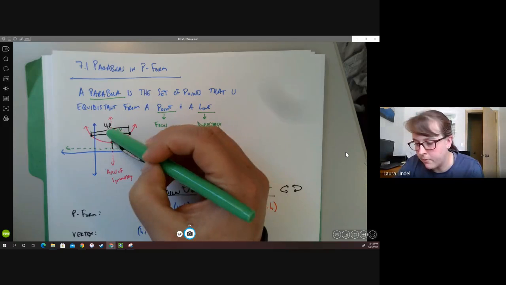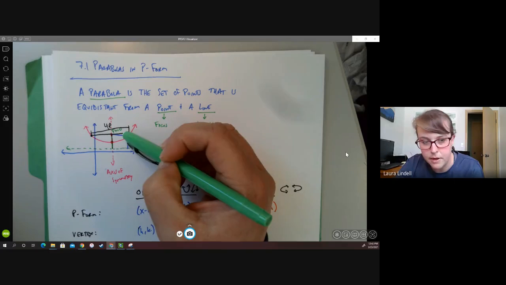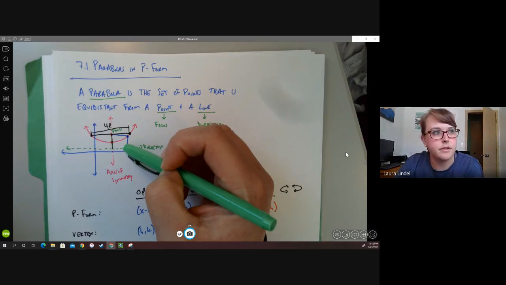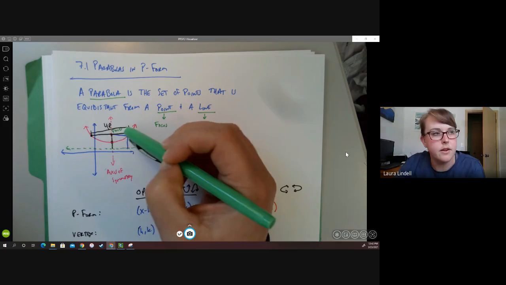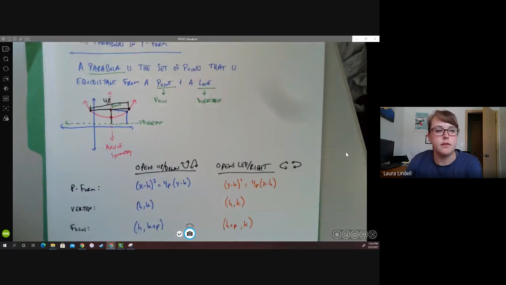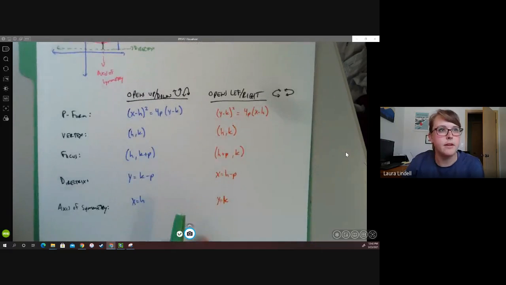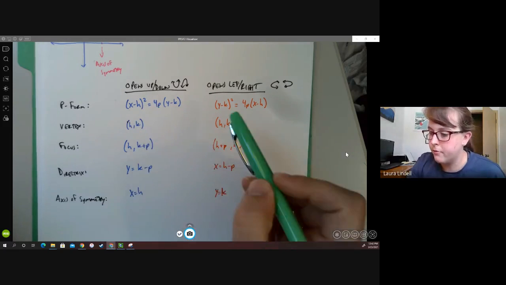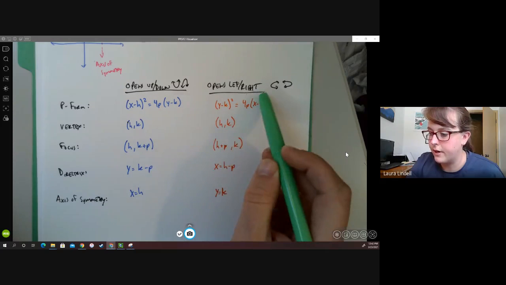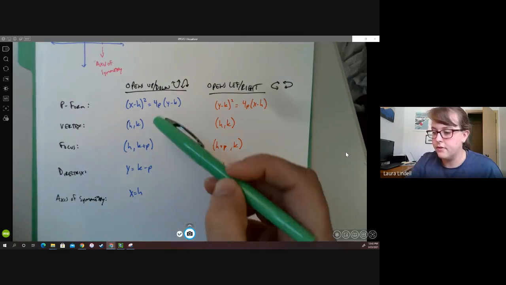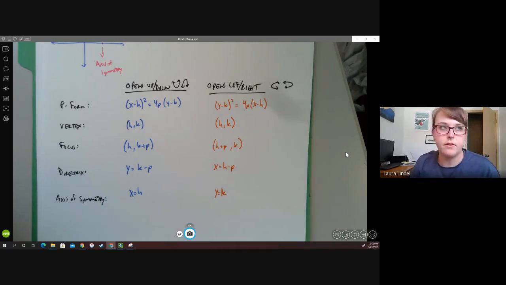And if I make a line from the focus to any other point along the parabola, that point is the same distance down to the directrix. This width here is 4p, and when we write things in p form, we see where that comes into play. This is all of our stuff for p form. This is the standard format for p form depending on the direction that it opens. And then we have the vertex, focus, directrix, and axis of symmetry, all based off of this stuff.